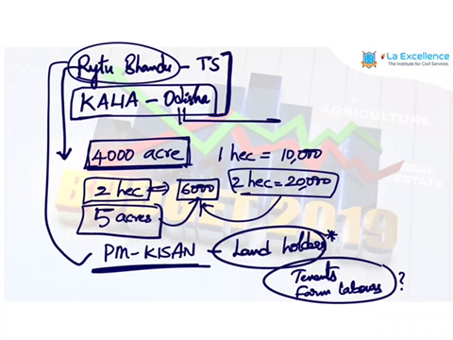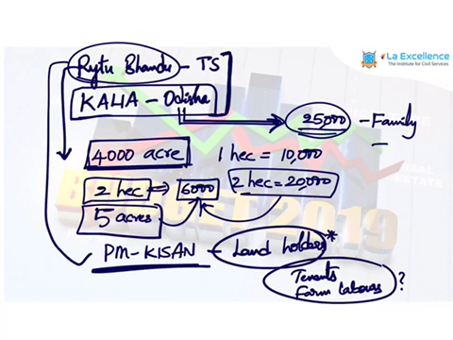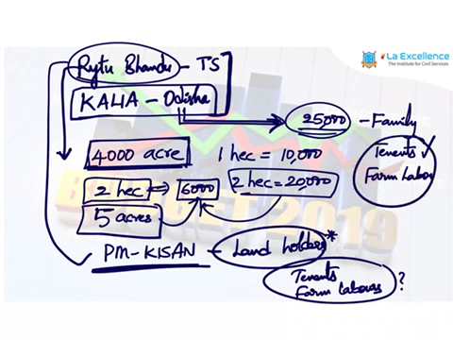But Kalia program of Odisha is a comprehensive program. It is transferring direct cash benefit of 25,000 rupees per family, and it is also recognizing tenant farmers. It is providing some kind of cash benefit for farm laborers also. So this is a very comprehensive scheme.